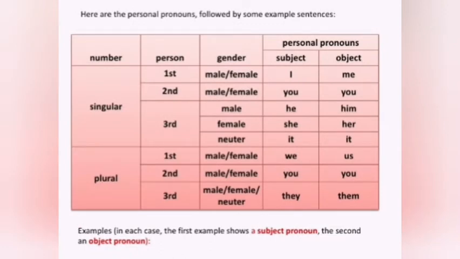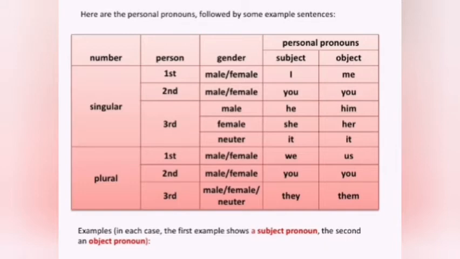Next topic is number. Here are a few personal pronouns followed by some example sentences. This PPT is totally based on charts, so it will be very easy for you to write down these things. It is given number, singular and plural, and on another side it is given person, gender, and personal pronouns. In case of first person, we use I and me. Second person, you and you. In case of third person, we use he, she, or it.